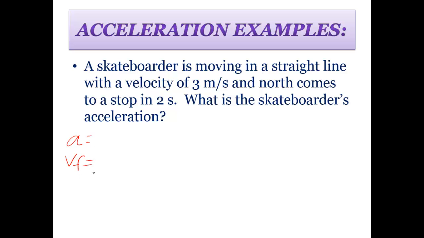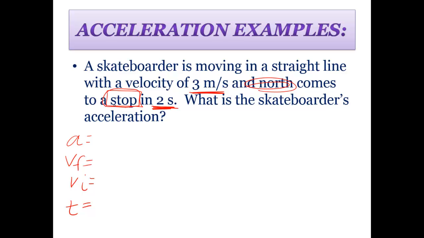Get all our variables. A skateboarder moving in a straight line with a velocity of 3 meters per second north comes to a stop in 2 seconds. What is the skateboarder's acceleration? Okay, so we have a skateboarder moving in a straight line with a velocity, who comes to a stop in 2 seconds.